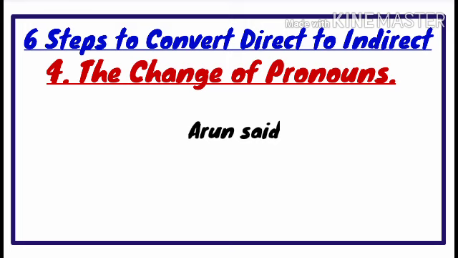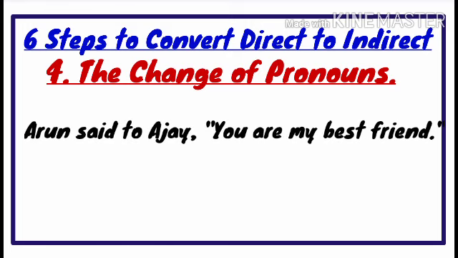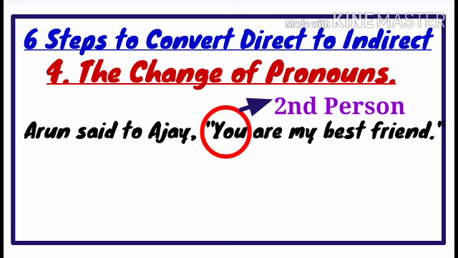See the example. Arun said to Ajay, comma, quotation, you are my best friend. So here you is the pronoun that we have to change to indirect speech. See, as I told you earlier, here change of the second person depends upon the object of the reporting clause. So in the reporting clause you observe Arun said to Ajay. Arun is a subject, Ajay is the object. So here the second person depends upon the object of the reporting verb, that is Ajay.